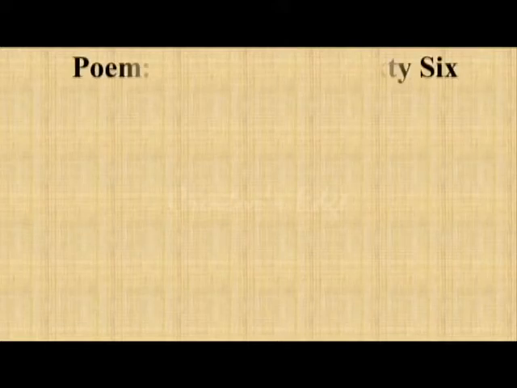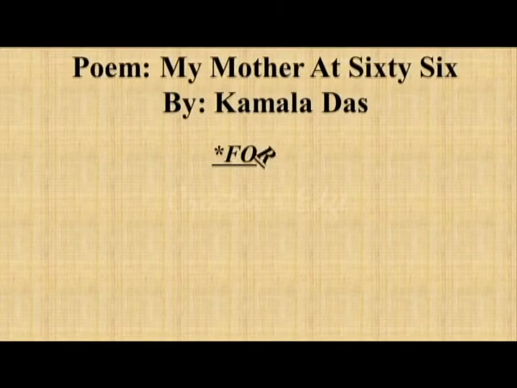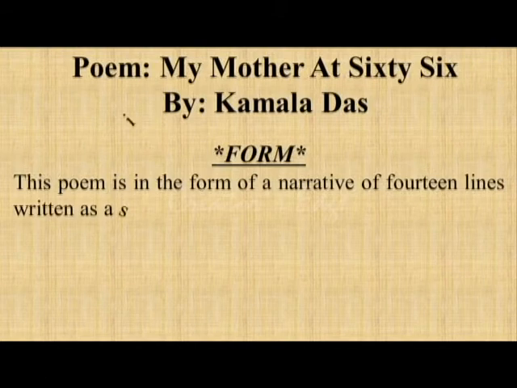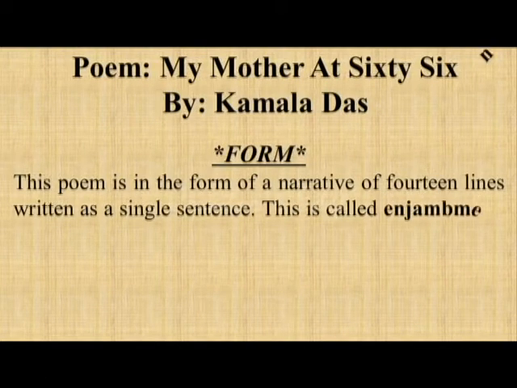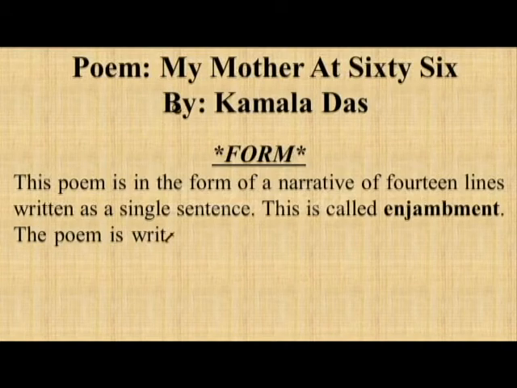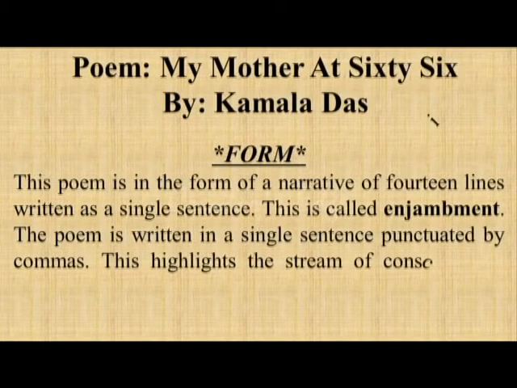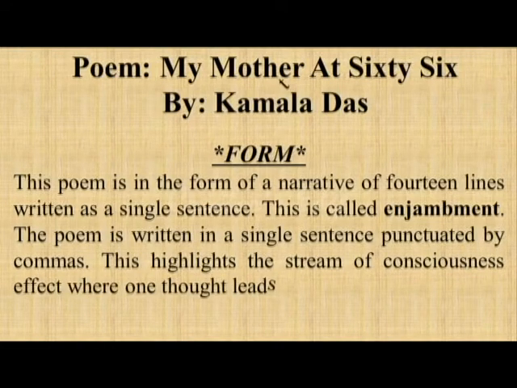Let's discuss the form of the poem. This poem is in the form of a narrative of 14 lines, written as a single sentence. This is called enjambment. The poem is written in a single sentence, punctuated by commas. This highlights the stream of consciousness effect where one thought leads to another.